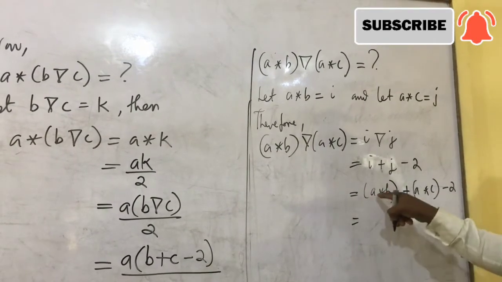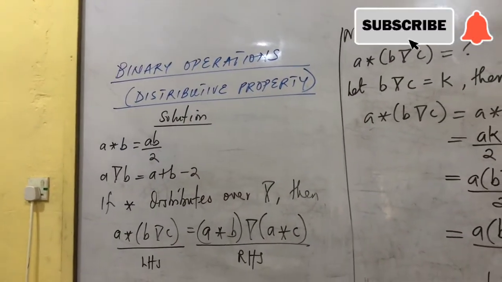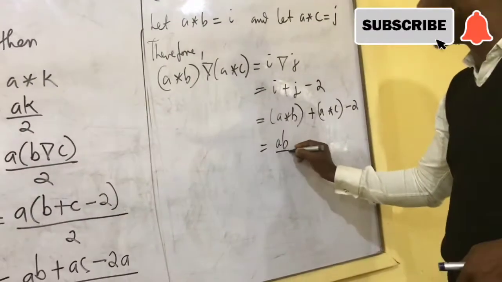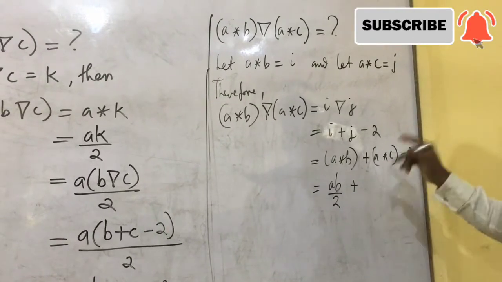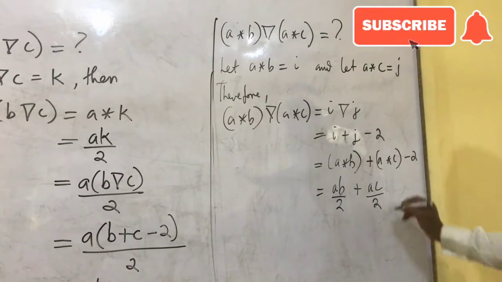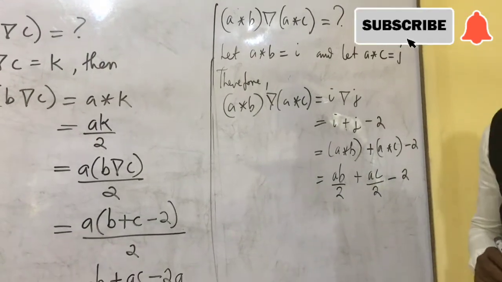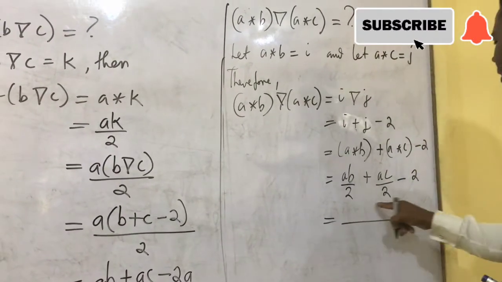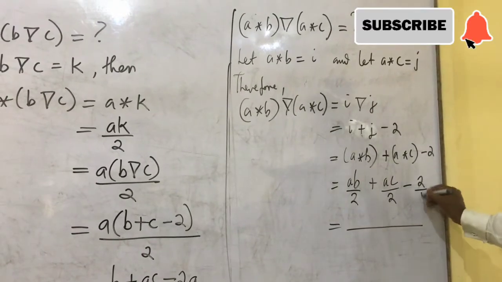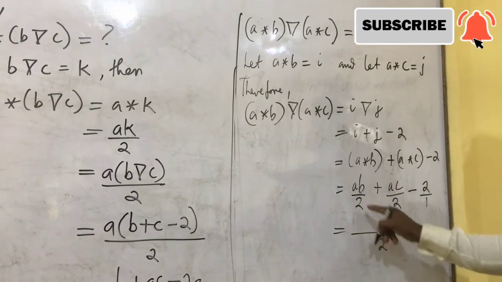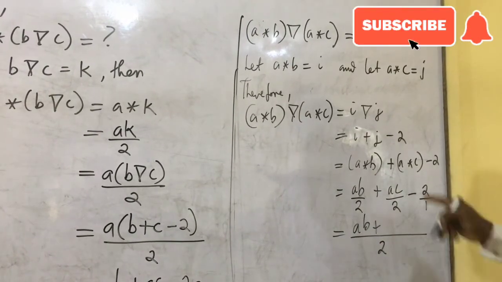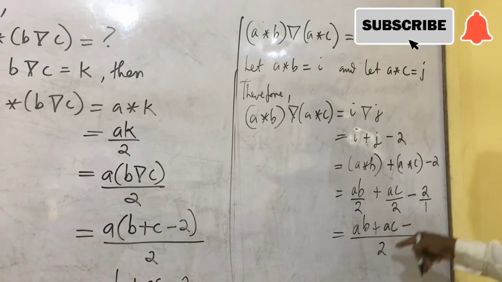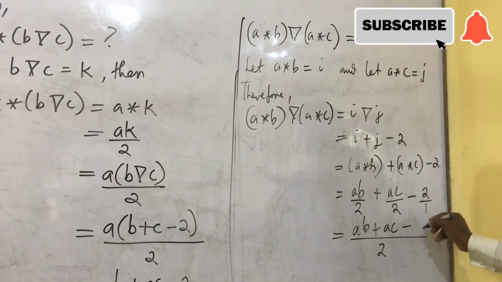Now, come over here. A asterisk B is defined as, if you look over there, AB over 2. So I'm going to put here AB over 2, the product divided by 2, plus A asterisk C, which is AC over 2 by that same definition, and all minus 2. Now, if you simplify this, the LCM is 2. This is over 1, so the LCM is 2. Now, 2 in 2 gives you 1. 1 times AB gives you AB. Plus 2 in 2 gives you 1. 1 times AC gives you AC. Minus 2 in 1 gives you... minus 2 times 2, which gives you 4.